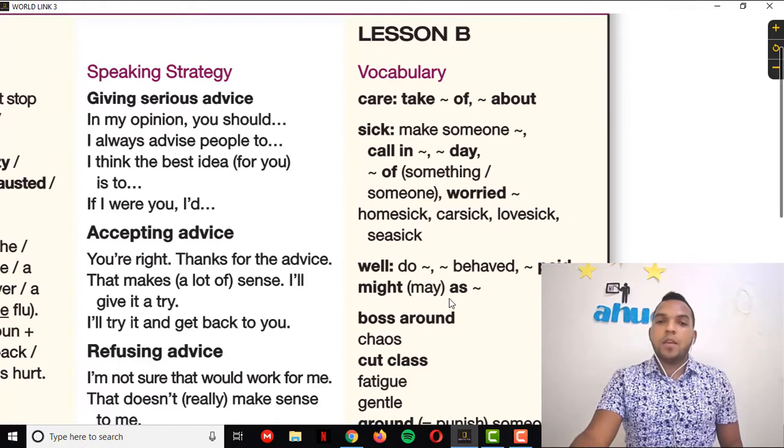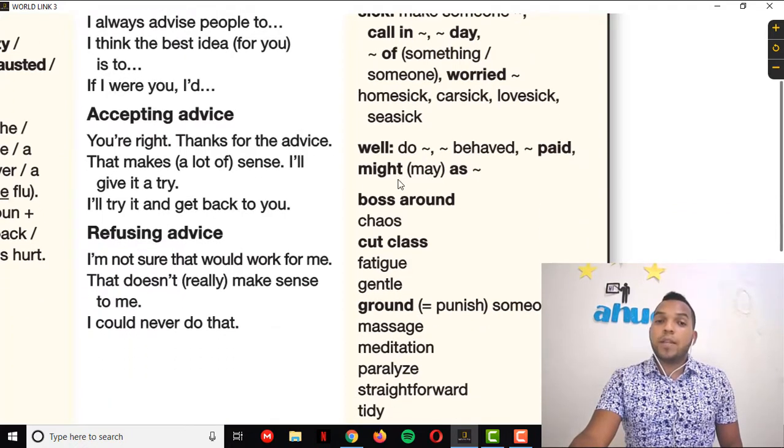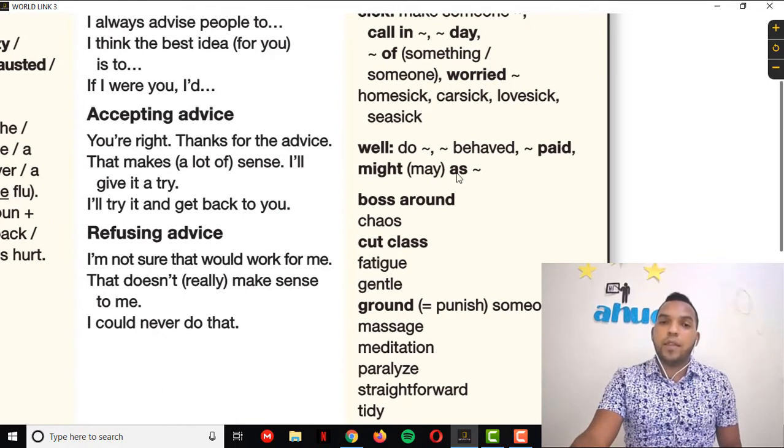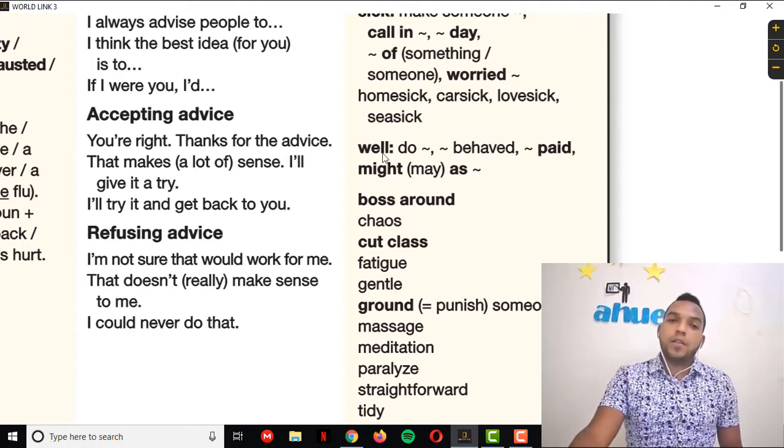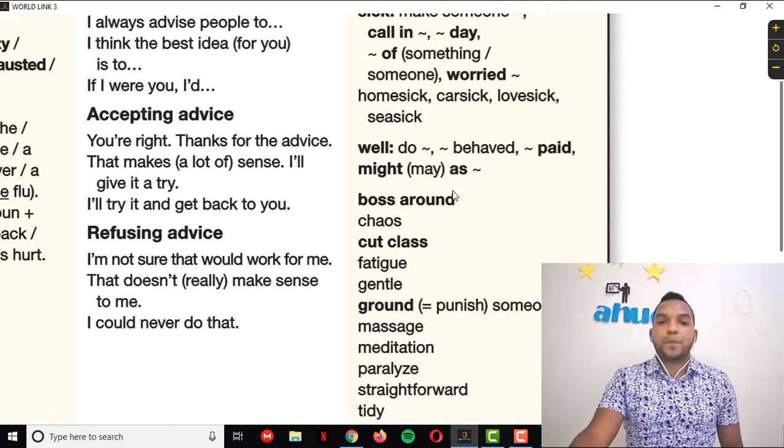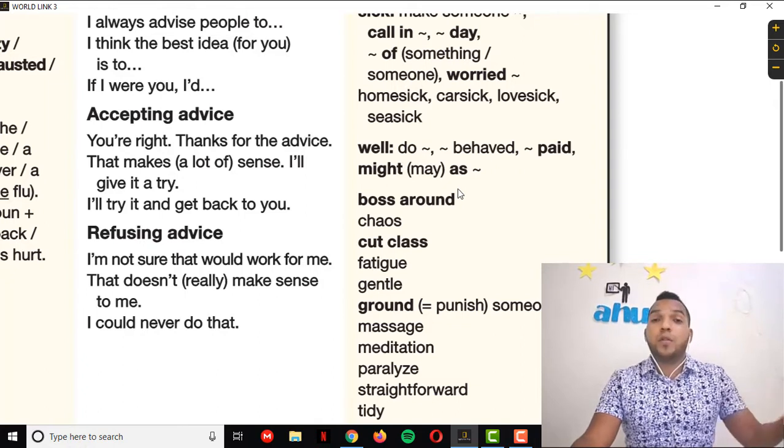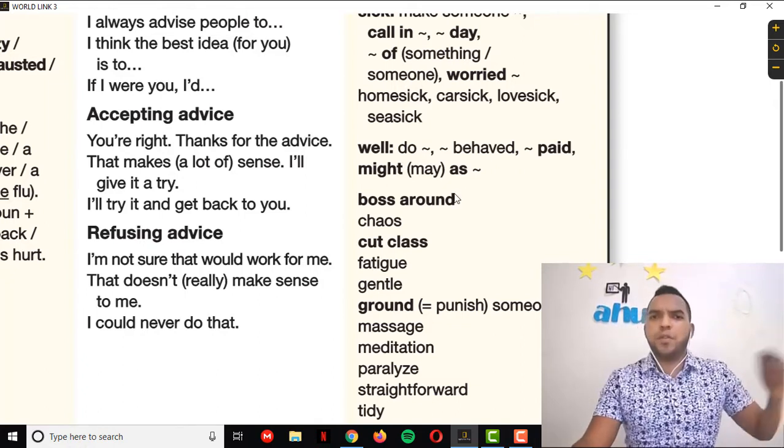Might or may as well. So what exactly is this? In this case, as you know, might or may mean pretty much the same. The only thing is that may is more formal than might, and these can be used for possibilities. This is similar to may also. So you may also do this.